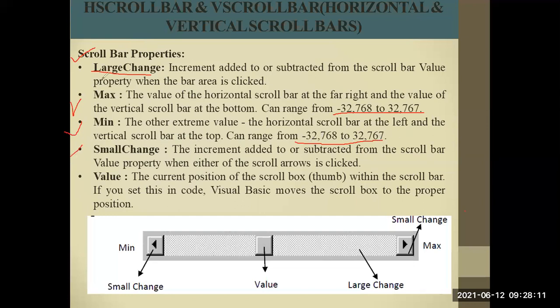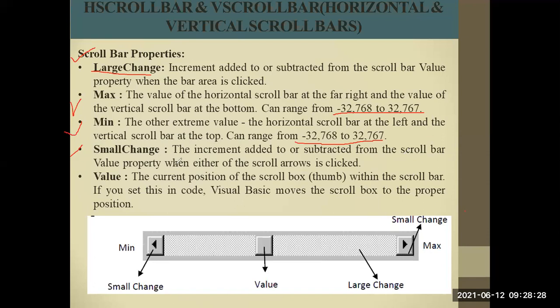Then there is a property called small change. Small change is very similar to large change. If there is a marginal increment in the scroll box, then the value added or subtracted from the scroll bar's value property is represented by small change.